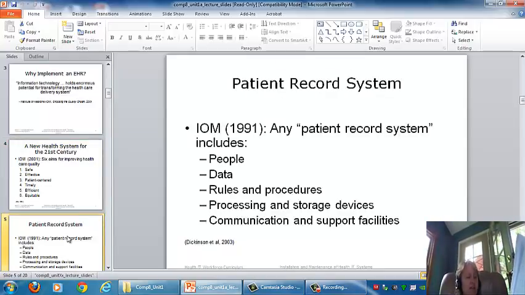So we have different definitions. According to the Computerized Patient Record Institute in 1991, they defined an electronic record as a set of components that form the mechanism by which patient records are created, used, stored, and retrieved. It's usually located within a healthcare provider setting. It includes people, data, rules, and procedures, processing and storage devices, and communication and support facilities.